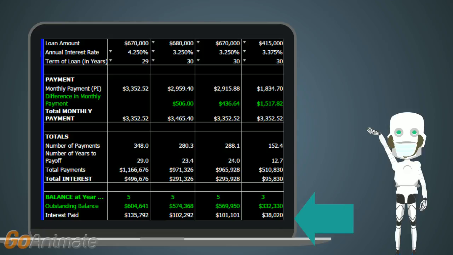Lastly, this illustrates the amount of interest you would pay over the amount of years that you entered. Most of us don't keep homes for 30 years, so this is more practical.